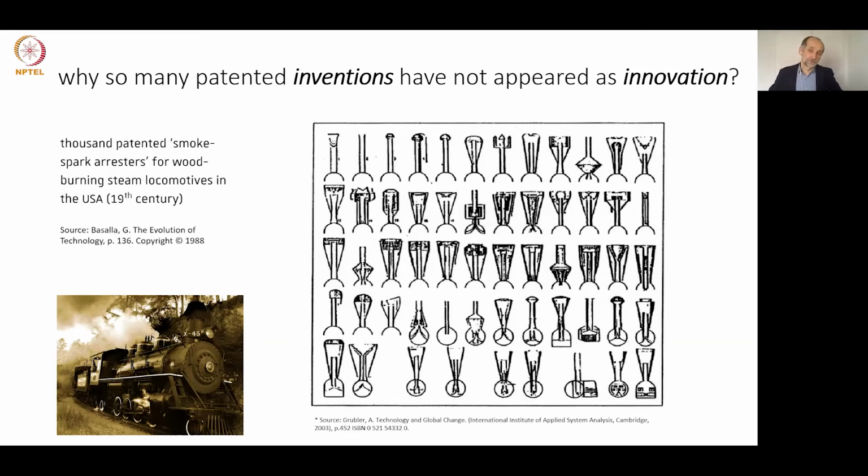Because when you start to use coal as a fuel, the coal can be burned almost completely. At least you do not have this phenomenon when the sparks go out and cause fire around the railroad. You see, in fact, even if you have something feasible in your hand, we need to be capable of predicting: will this feasible invention appear as innovation or not? And this is one of the very serious questions that technological forecasting has to answer.